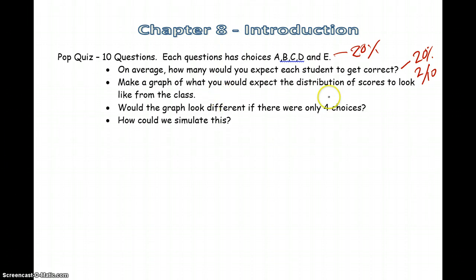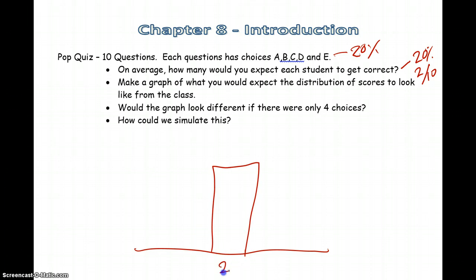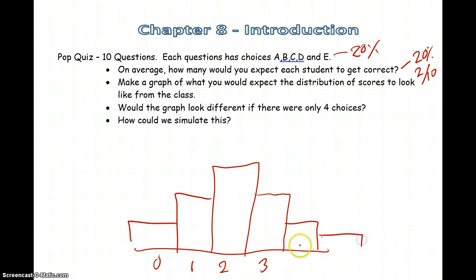Make a graph of what you'd expect the distribution to look like. Now, I don't know what you did. Hopefully you did something like this. We expect most students to get 2 right. And then maybe some got lucky and got 3, or some got a little less lucky and got 1. Some probably got none, some probably got 4, and maybe some got really lucky and got even more than that. But you'd probably expect to see something like this.